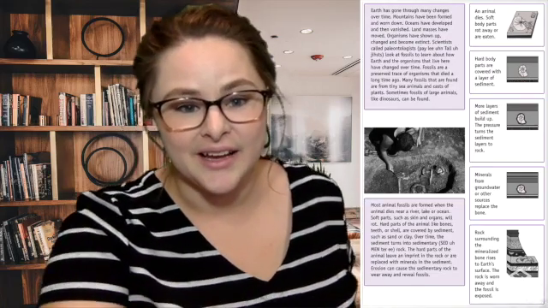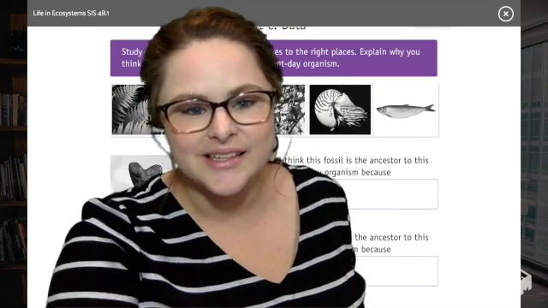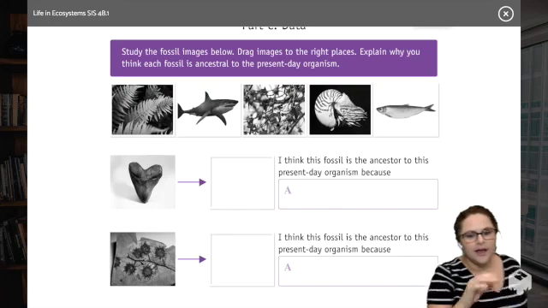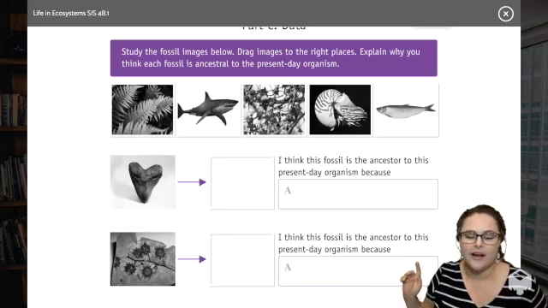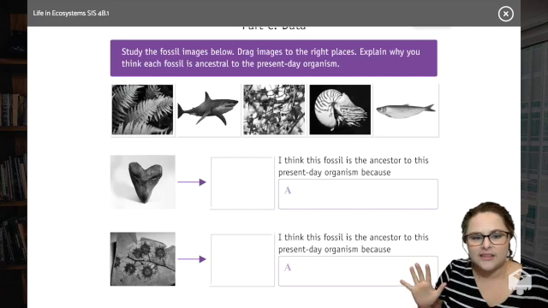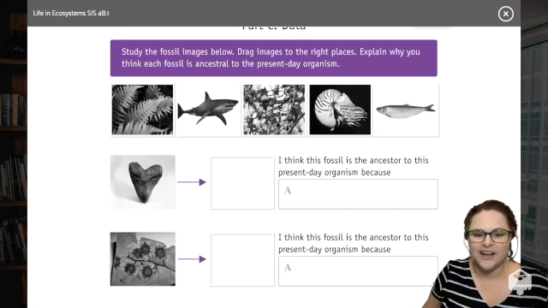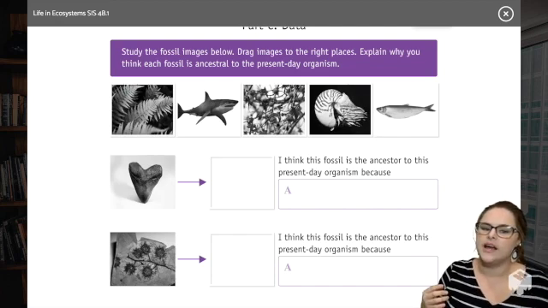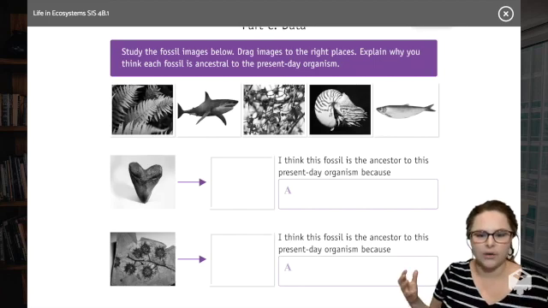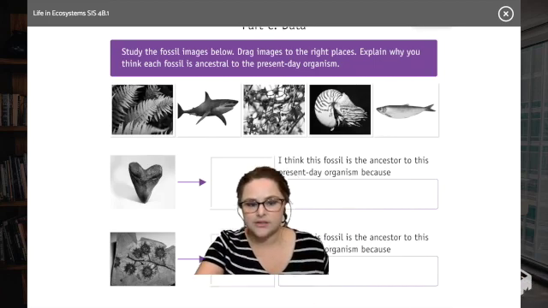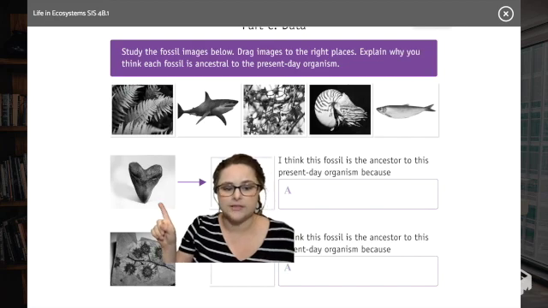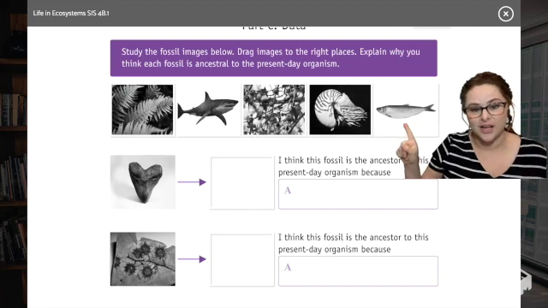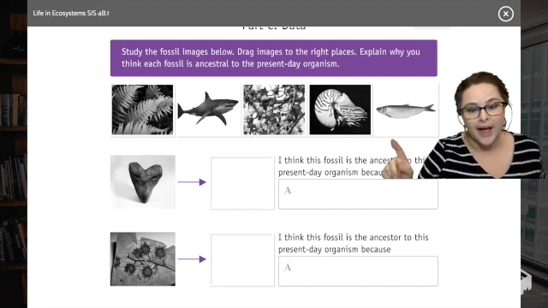So I'm going to go ahead and make this full screen, and you can see here that we have an activity to do. I'm going to make myself really little again. This says study the fossil images below. Drag the images to the right place and explain why you think each fossil is ancestral to the present day organism. So the fossils are over here, and the present day organisms are right over here on top. These are the organisms that we are going to drag.